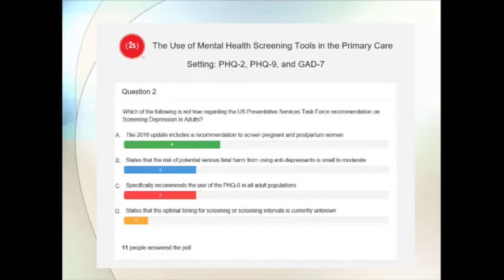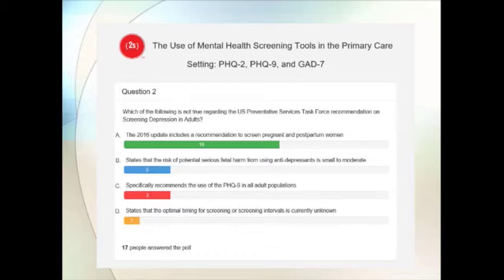So which of the following is true regarding the U.S. Preventive Services Task Force recommendation on screening in adults? The 2016 updates include a recommendation to screen pregnant and postpartum women. It states that the risk of potential serious fetal harm from antidepressants is small to moderate. It specifically recommends the use of PHQ-9 in all adult populations. Or it states that the optimal timing for screening intervals is currently unknown. The correct answer is A.